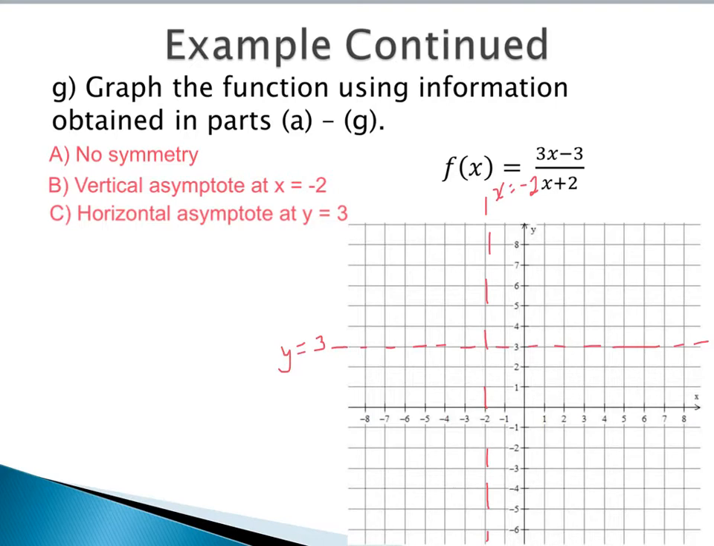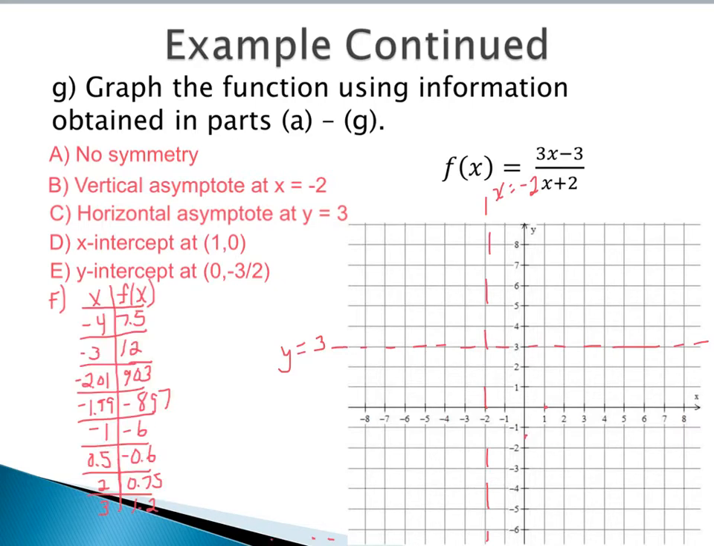Next, we found that there was an x-intercept at 1, 0, so we want to plot that. Then we found that there was a y-intercept at 0, -3/2, so -1.5. And then last was our table of values. As we can see so far, our vertical asymptote separated our graph into two halves, to the left of it and to the right. Using just the information from parts A through E, we only really have what's happening to the right of the vertical asymptote. If I didn't make that additional table of values, I wouldn't have anything really to the left of x equals -2. So I'm going to do my best to graph most of the points that we have.